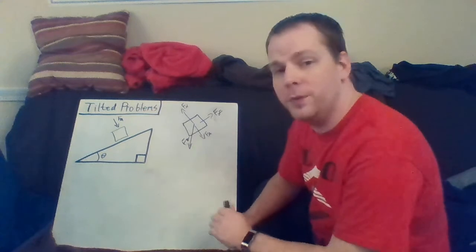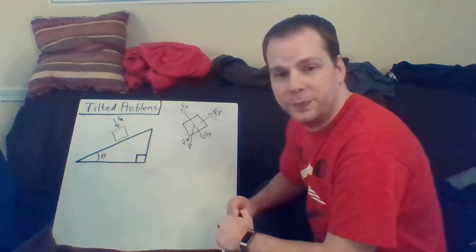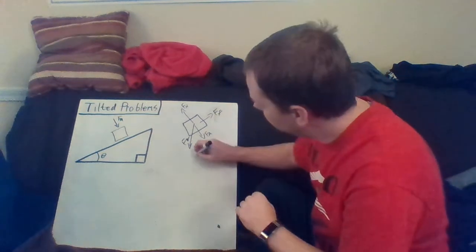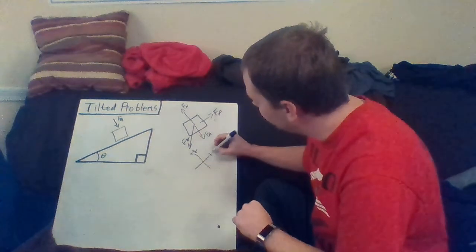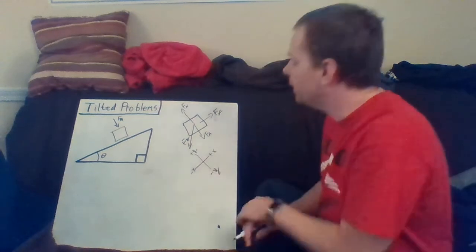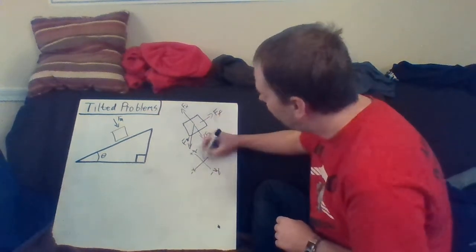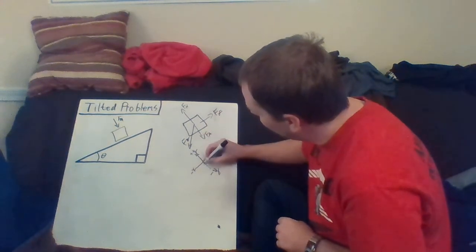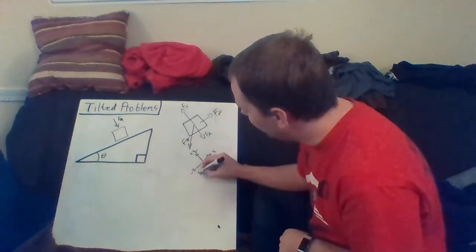Now, here is the beauty of setting up a tilted problem. What we do in a tilted problem is we tilt our axis so that positive y, positive x, negative y, and negative x are in the same setup, but this way our forces are acting perfectly along these coordinates, except for the weight.